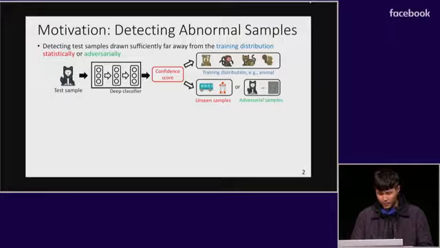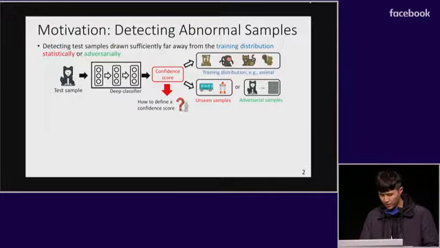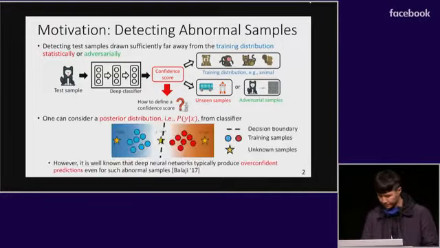Basically, this problem can be formulated as a one-class classification problem, which detects abnormal samples at test time by measuring some confidence score from a classifier. Here, the main challenge is how to define a confidence score for a test sample.